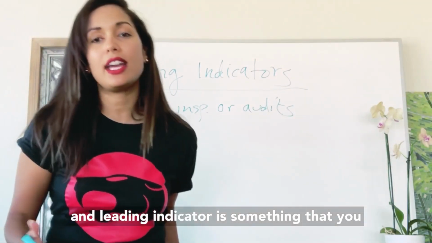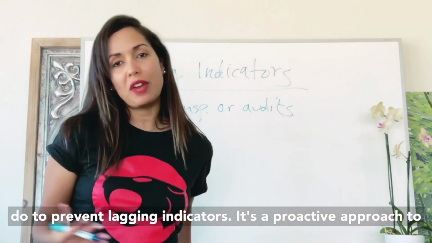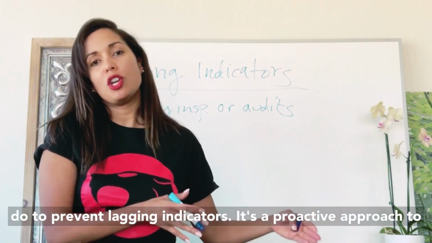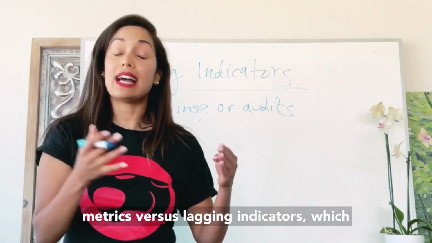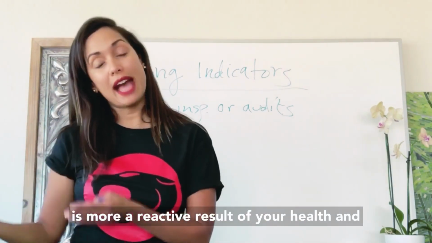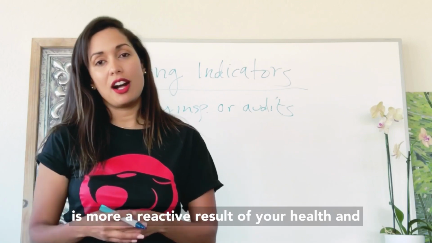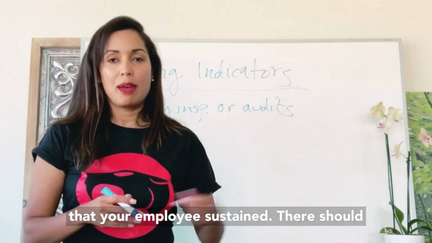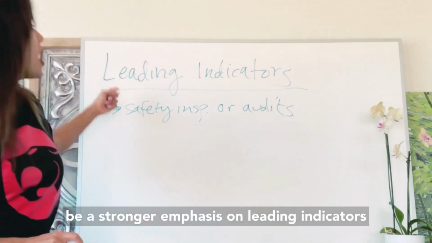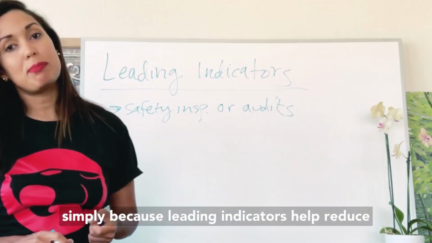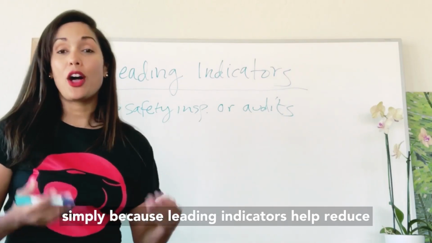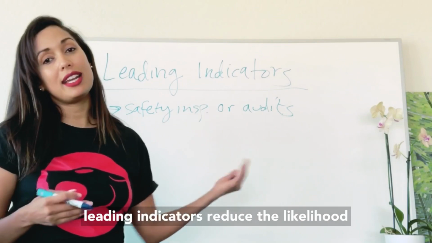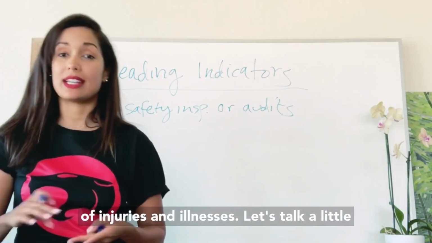A leading indicator is something that you do to prevent lagging indicators. It's a proactive approach to metrics versus lagging indicators, which is more a reactive result of your health and safety program, right? The number of injuries that your employees sustained. There should be a stronger emphasis on leading indicators simply because leading indicators help reduce the likelihood of lagging indicators. So leading indicators reduce the likelihood of injuries and illnesses.